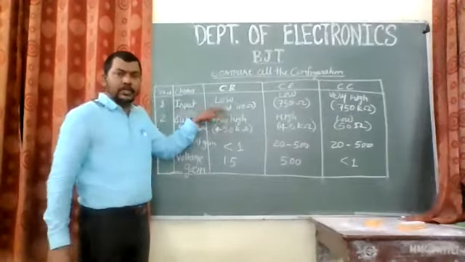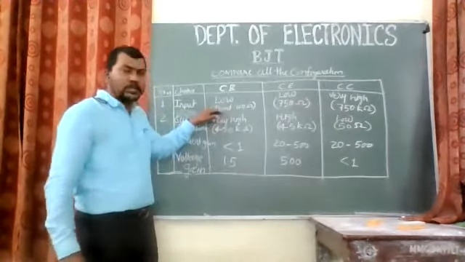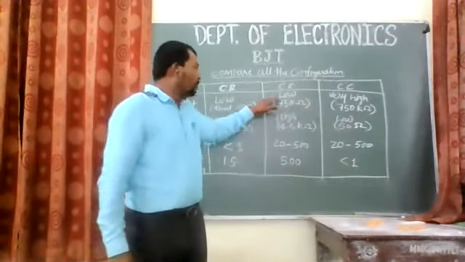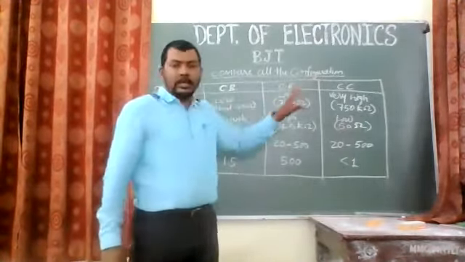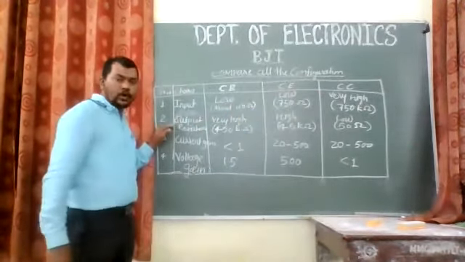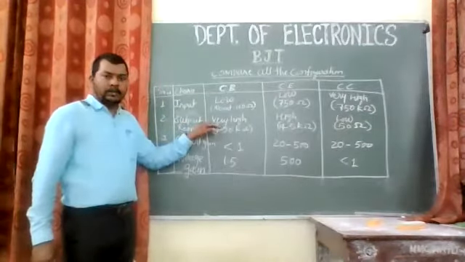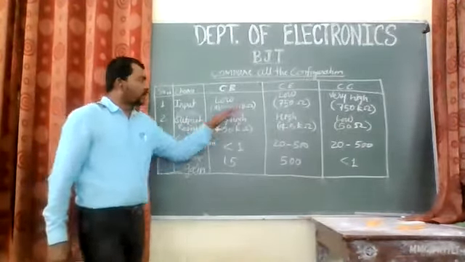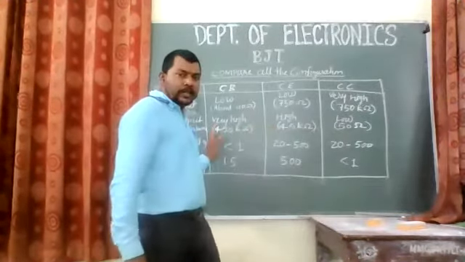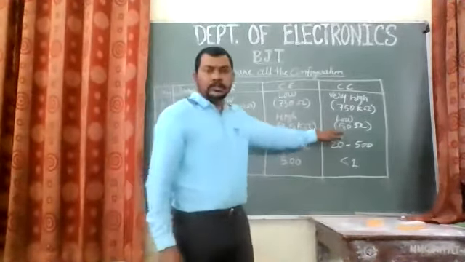So common base configuration has a very low input resistance. The common emitter configuration still has low, but it is greater than this. And common collector has very high input resistance. Similarly, for the output resistance, the common base configuration has very high, then common emitter has high, and common collector is very low.